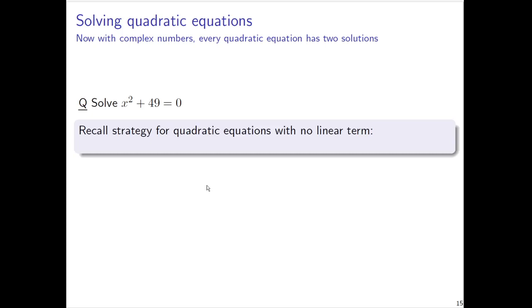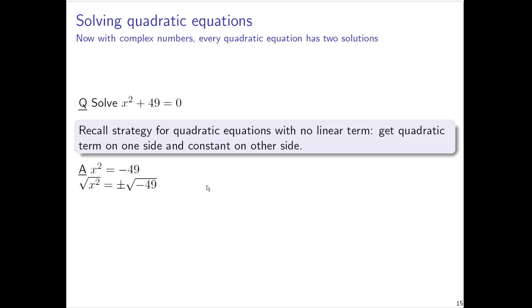There's a strategy for quadratic equations with no linear term. This will be the fastest strategy, I think, in this approach: get the quadratic term on one side and the constant term on the other side. This is an old strategy, but I just want to reintroduce it. So we need the quadratic on one side, the constant on the other, so subtract 49 on both sides. x squared is equal to negative 49.